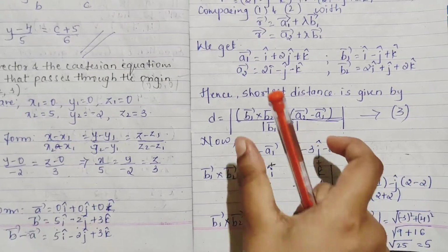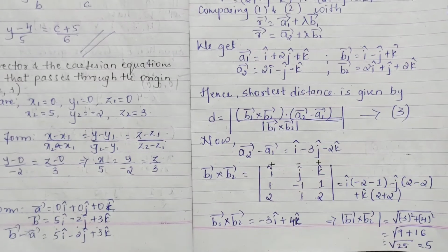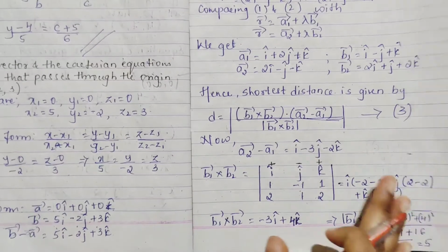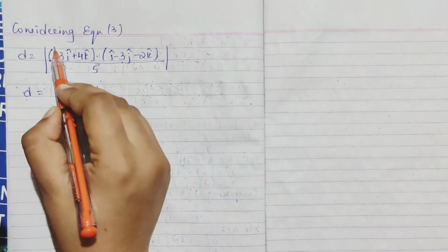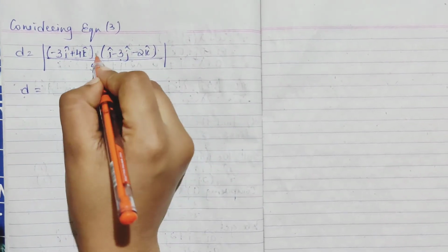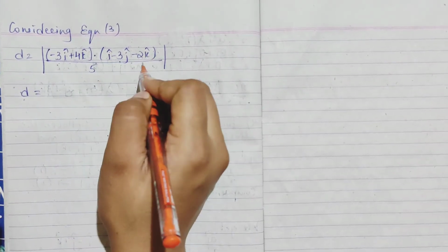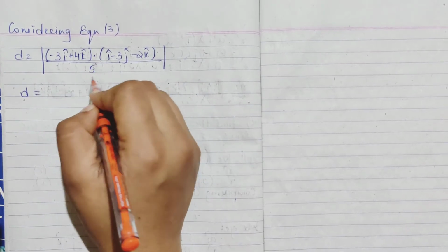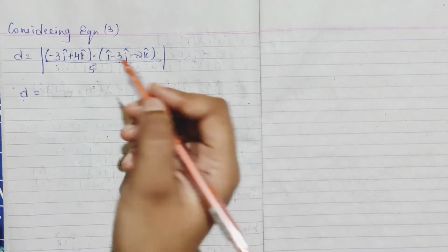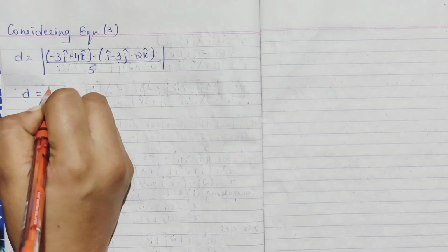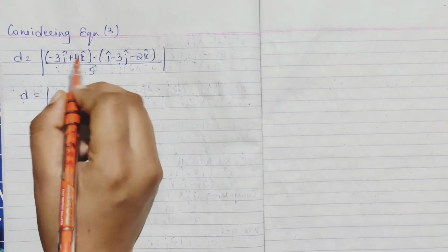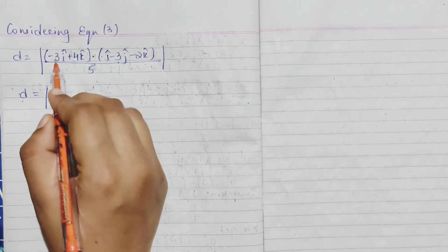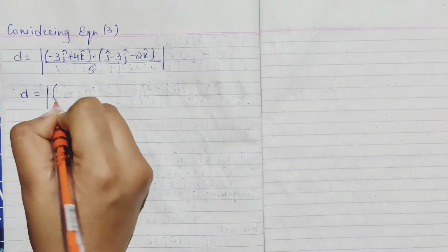So everything we will substitute in your equation 3. Pause the video to note it down. So consider equation 3: b1 cross b2 dot vector a2 minus a1 whole divided by modulus, which you have got 5. Determinant you have got 5. Now what you have to do? Keep your modulus. See, this is dot product. Dot product means what you have to do? You multiply it, right?